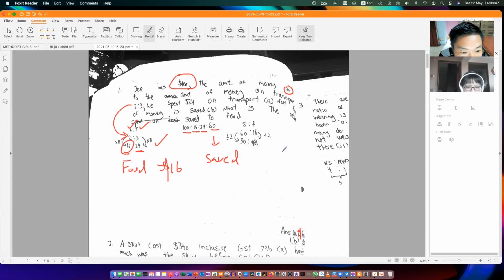And then the second part B says, what is the ratio of savings to food? So you put save to food. 60 to 16, divided by 2, 30 to 8. So is 30 to 8 the final answer? No. Then 15 to 4. Yes. So basically this is not the simplest yet. You can still divide by 2, then you get 15 here and 4 here, and then this is the simplest.